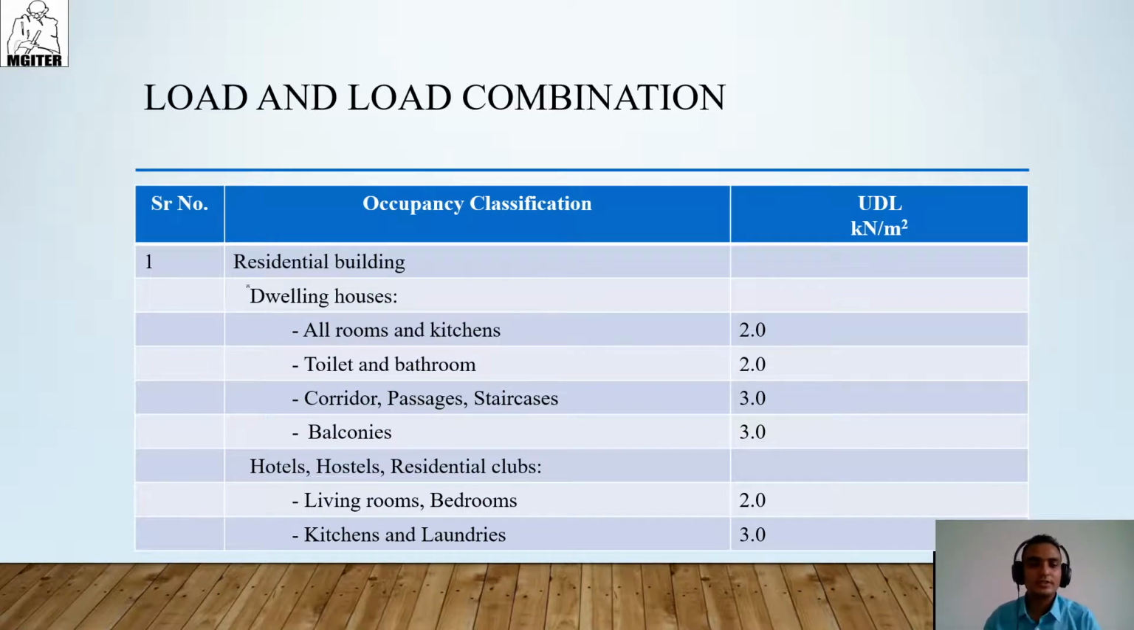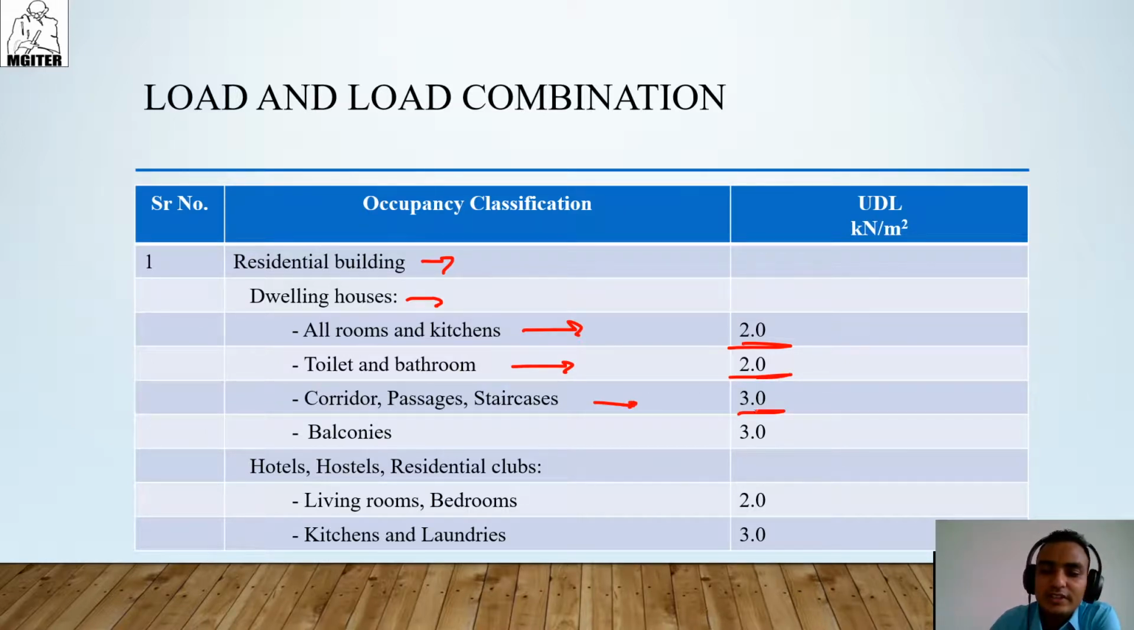And then after, we start with the live loads. First, residential building, dwelling house. All rooms and kitchen have a 2 kN per meter square UDL. Toilet and bathroom have 2 kN per meter square. Corridor and passage have 3 kN per meter square. Balcony has 3 kN per meter square.